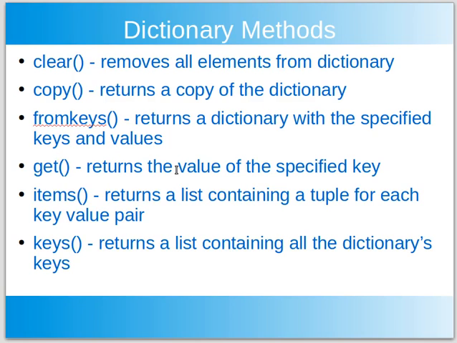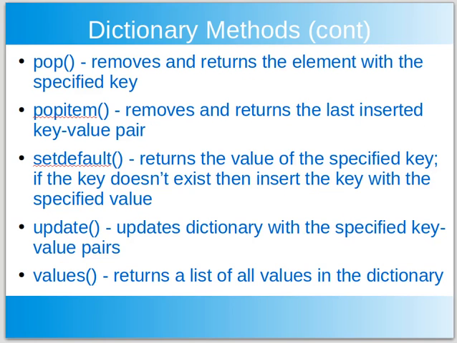Get, returns the value of the specified key. Items, returns a list containing a tuple for each key value pair. Keys, returns a list containing all the dictionary's keys.